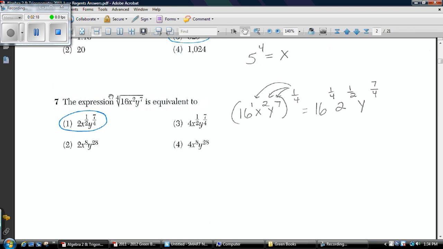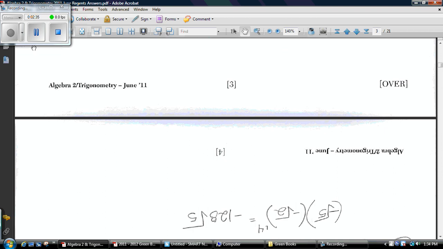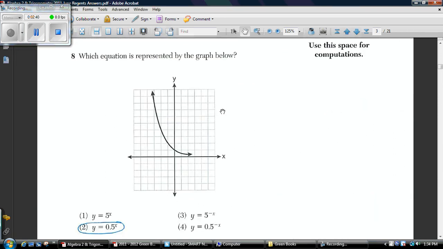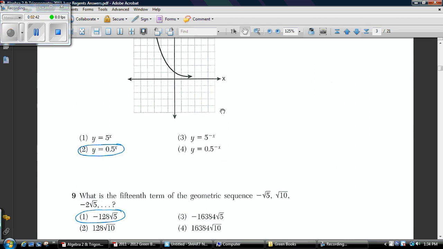This is convert this radical into exponential form. This is a rational exponent. So the 4th root is just raised to the 1/4 power. Distribute this in. You get that, and 16 to the 1/4 is 2, and there's your answer. All right, 8, just plug into your calculator, honestly.